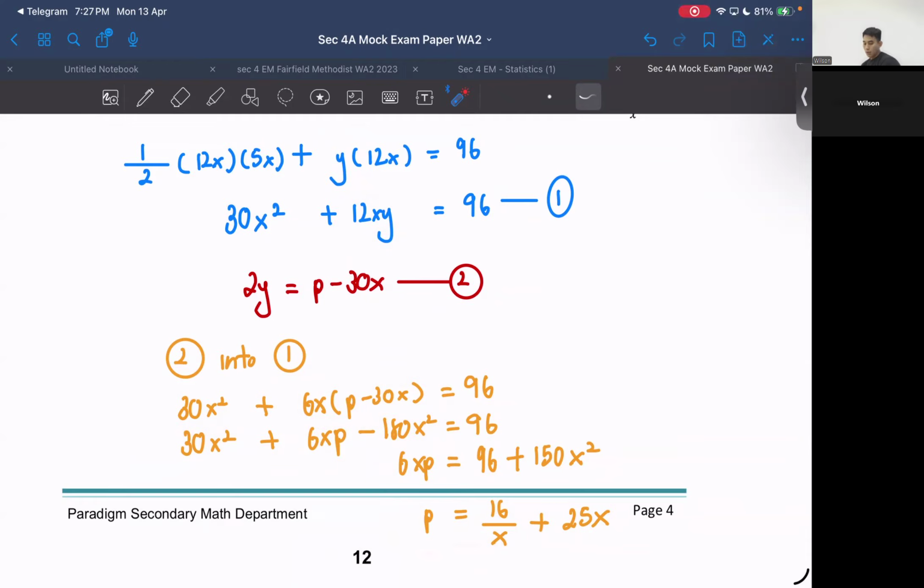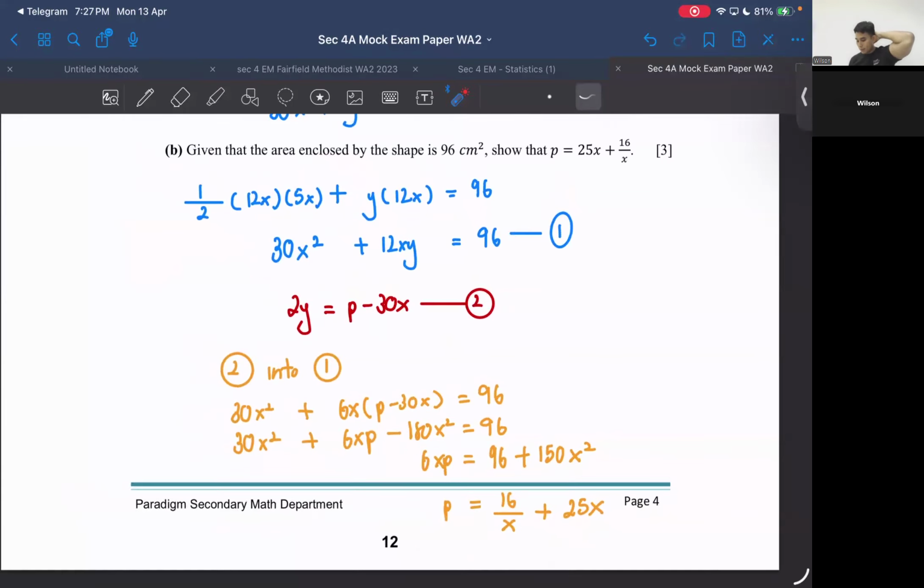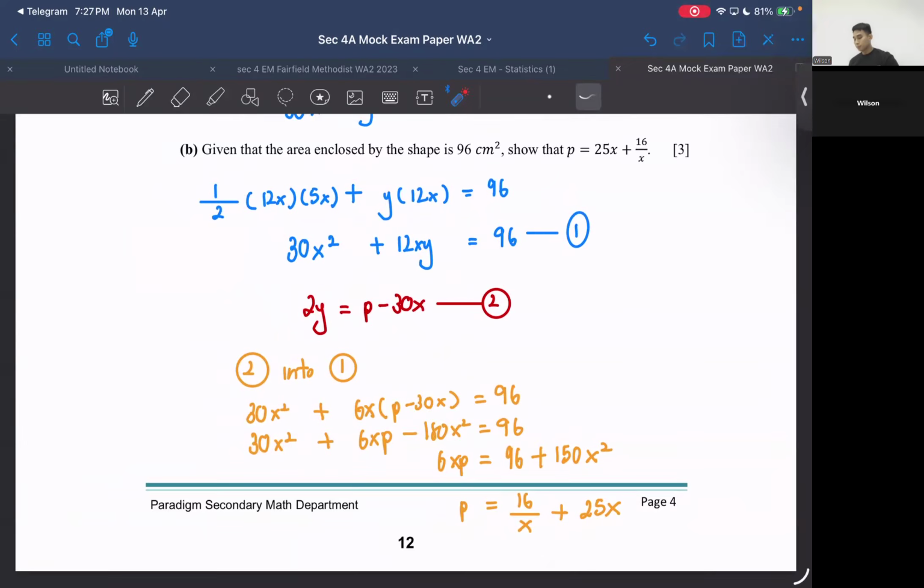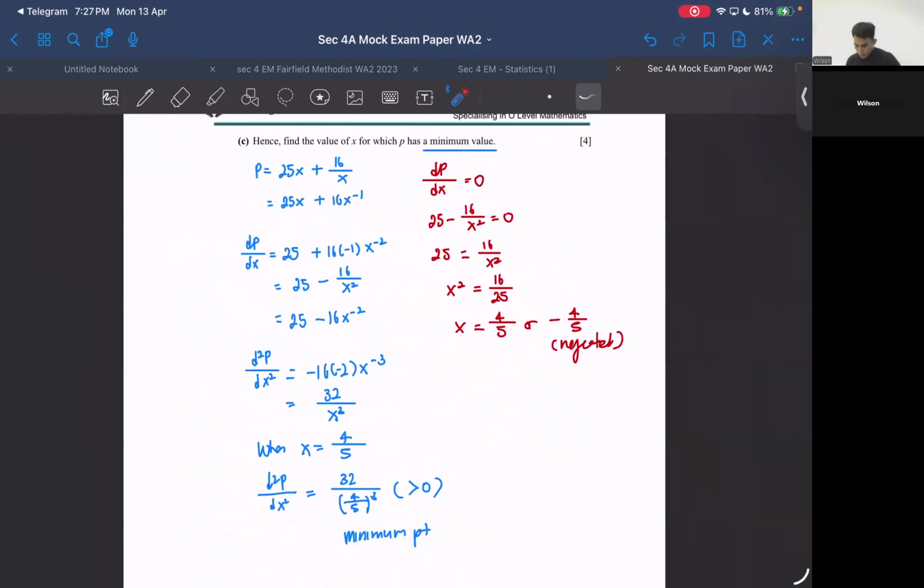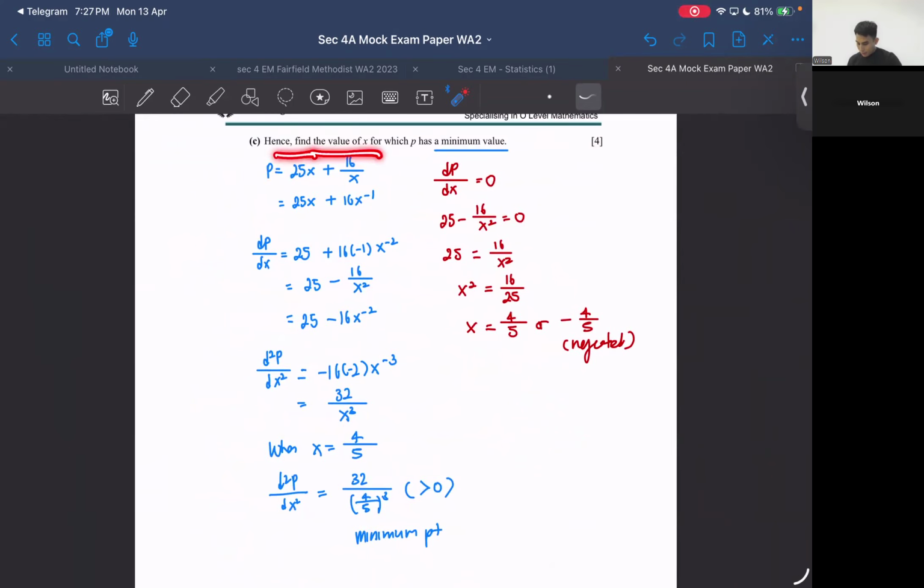Okay, I give you all one more. Now, the last one, please follow along because this is where students will lose their 2 marks. I'll tell you what's the issue with this next question. They say, hence, find the value of x for which P is a minimum value.